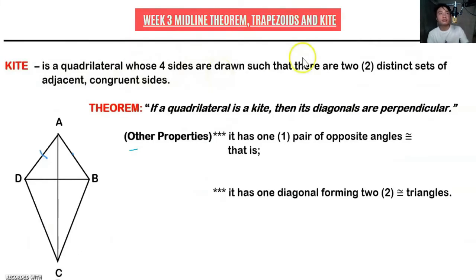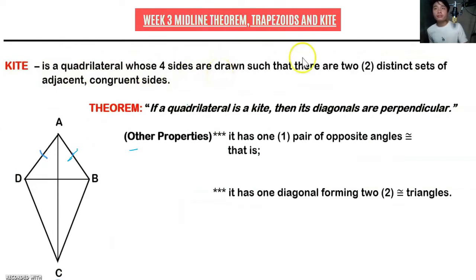Okay, next is kite. So, class, kite is a quadrilateral whose four sides are drawn such that there are two distinct set of adjacent and congruent sides. So, hanapin natin yung first set. So, first set is AD. So, class, based on the figure, sa tingin nyo, saan congruent itong si AD? Okay, so congruent siya kay AB. So, adjacent and congruent. Meaning to say, if AD is 5, then AB is equal to 5 also.